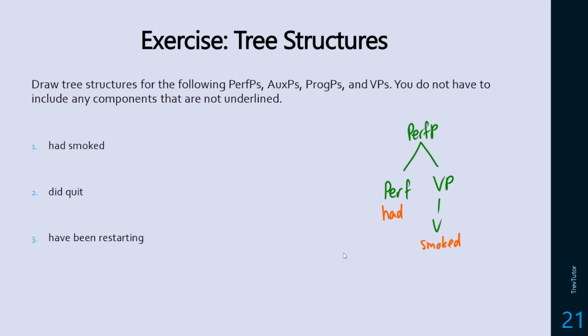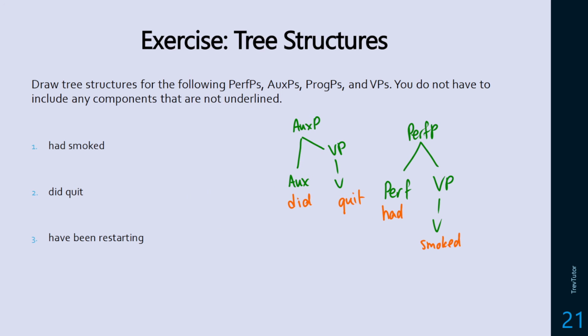We have did quit. So let's do this one a little bit differently. Let's write down the words first and then build the structure from there. I like to do it both ways. So did is an auxiliary. That's going to build up into an auxiliary phrase, which takes a verb phrase as a complement and then verb quit.